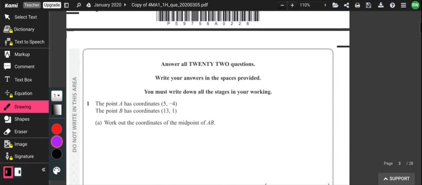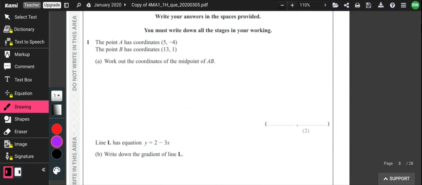The first question, we have 2 points A and B and we have to work out the midpoint. So we can simply take the average of the two x coordinates, so 5 plus 13 over 2, and then the average of the two y coordinates, so negative 4 plus 1 over 2. That will give us 5 plus 13 over 2 is 9, and negative 4 plus 1 over 2 is negative 3 over 2, or negative 1.5.